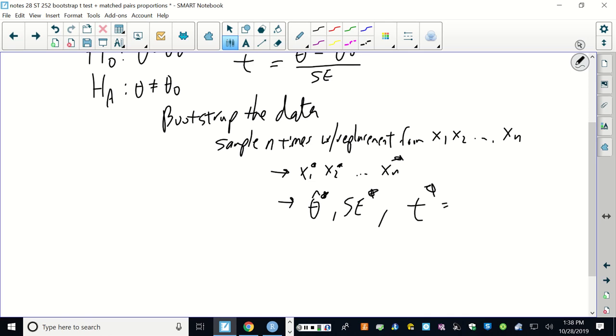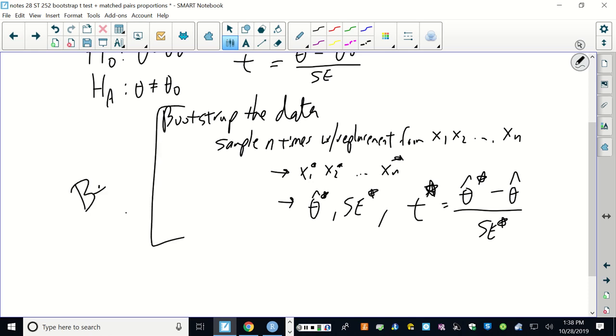And the way we're going to calculate this new t-value, this is t star here, is we're going to have our theta hat star minus theta hat divided by our standard error. And we're going to do this bootstrap part many times. Something like 1,000 times, 10,000 times. So we get all these reference distributions.